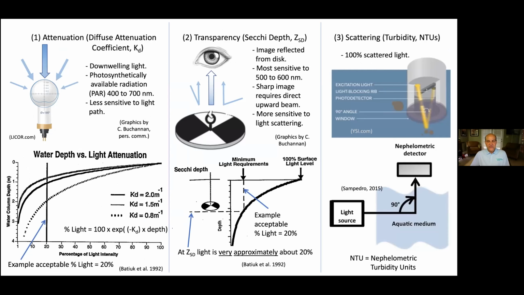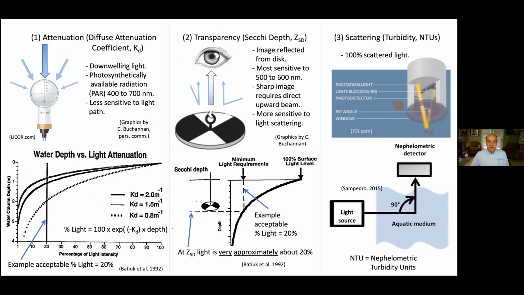I will now give you some background on 3 common measurements of water clarity. Number 1 is attenuation of light as quantified by the diffuse attenuation coefficient, also known as KD. KD is determined by fitting a measured profile of underwater light intensity to an exponential decay curve. The units of KD are 1/meters, and the larger the value of KD, the faster the light attenuates with depth.